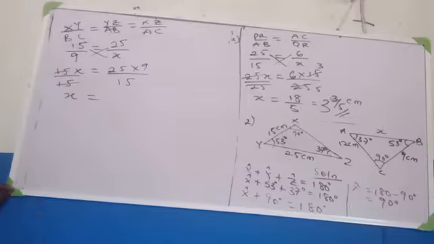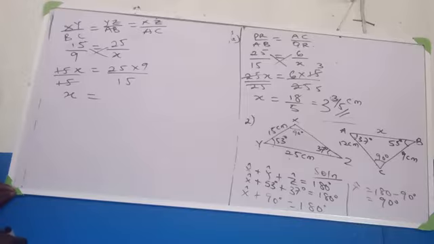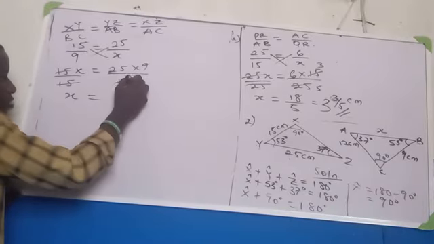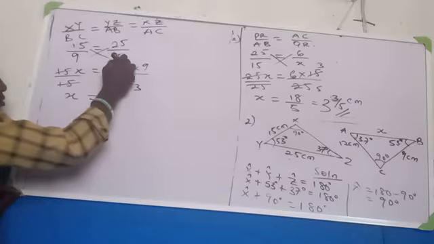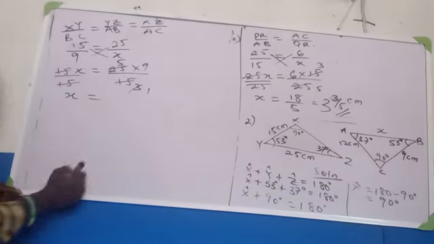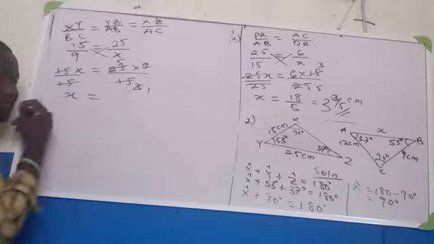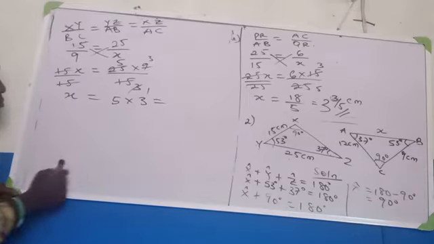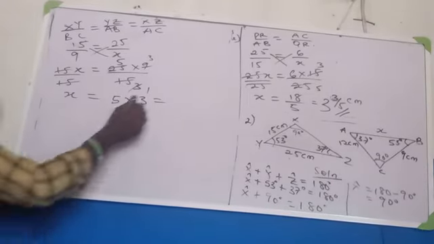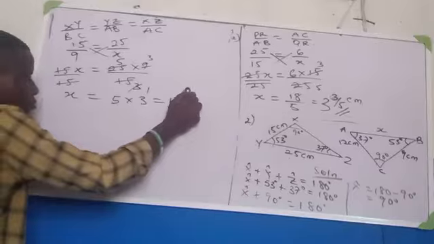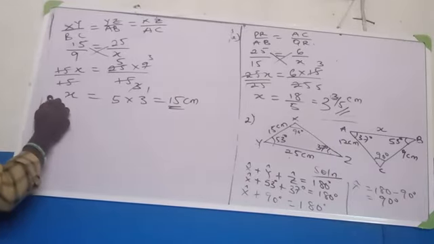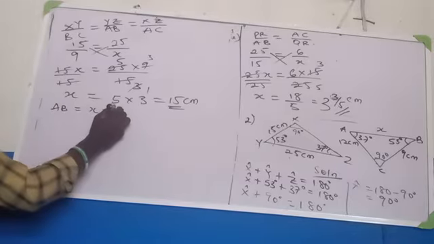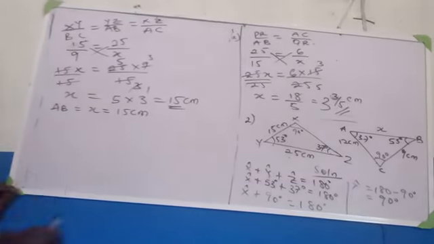My x now is what? 5 goes into 15 three times. 5 goes into 25 five times. 5 goes into 9, 3. So I have 5 times 3. 5 times 3 is what? 15. So AB, which is x, is equal to what? 15 cm.